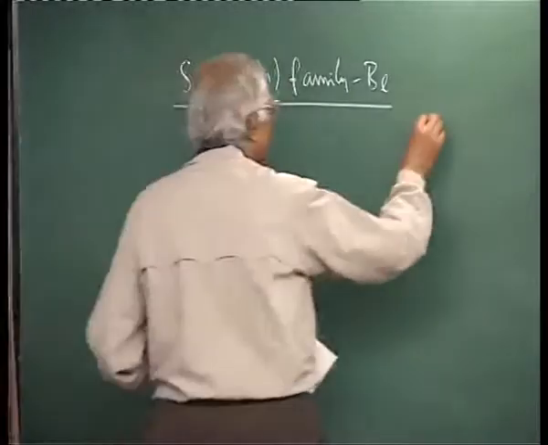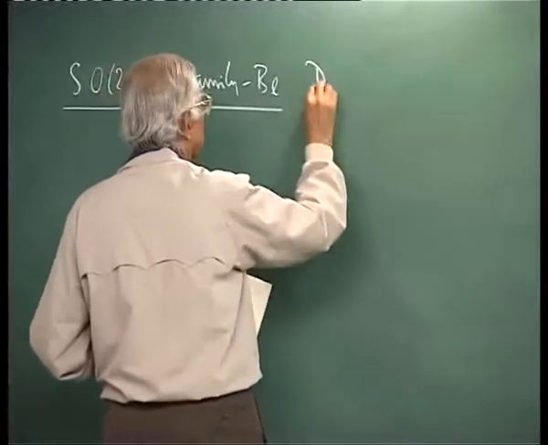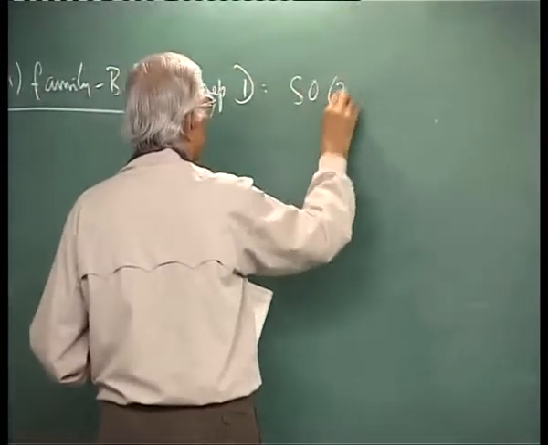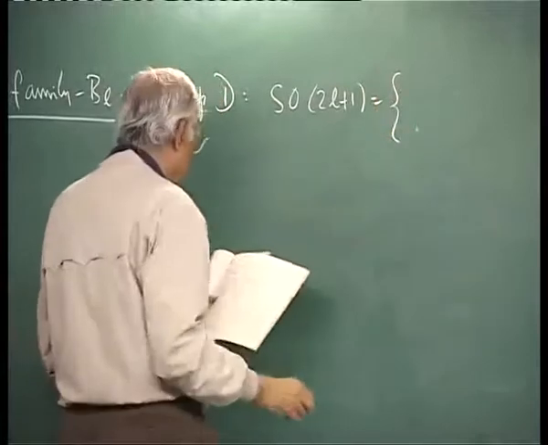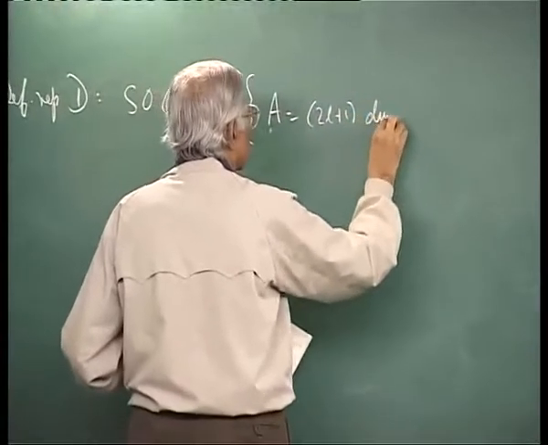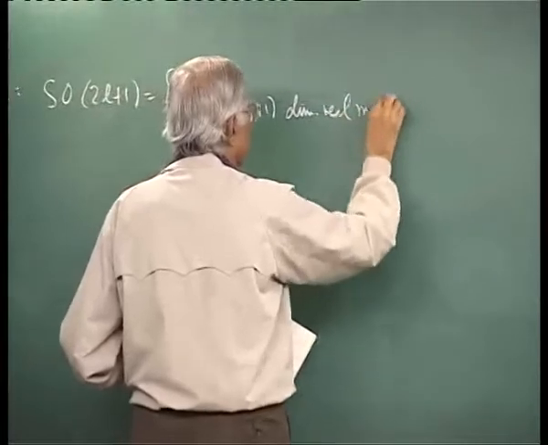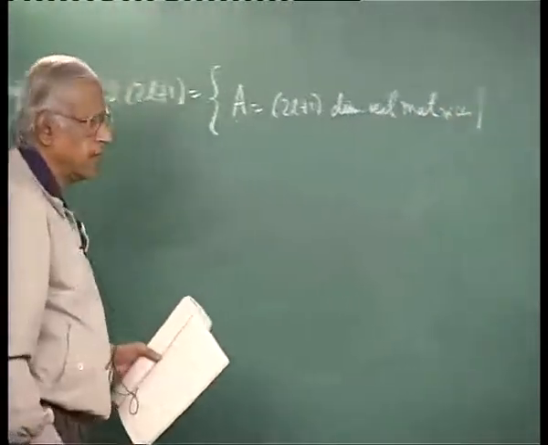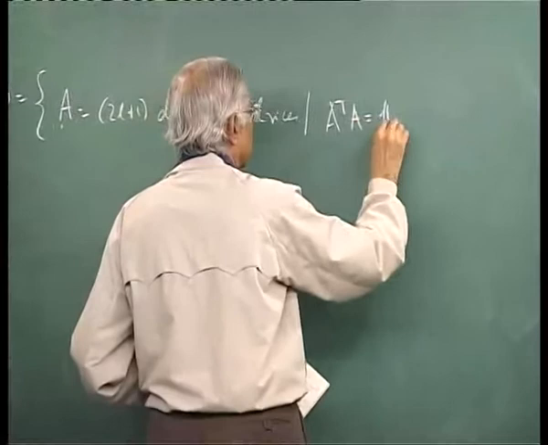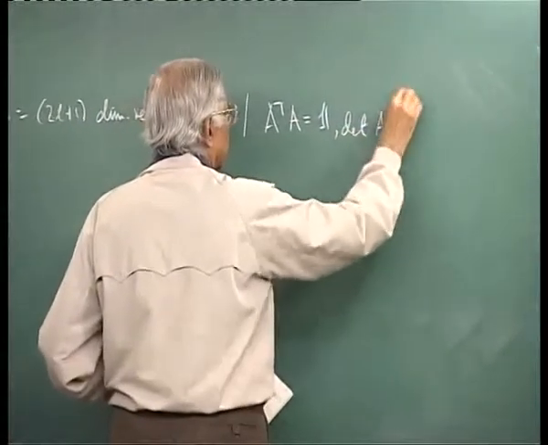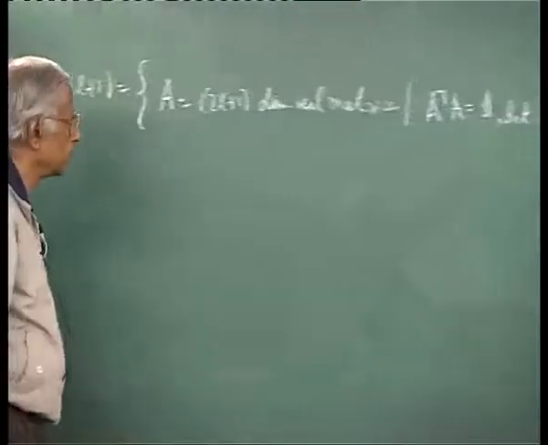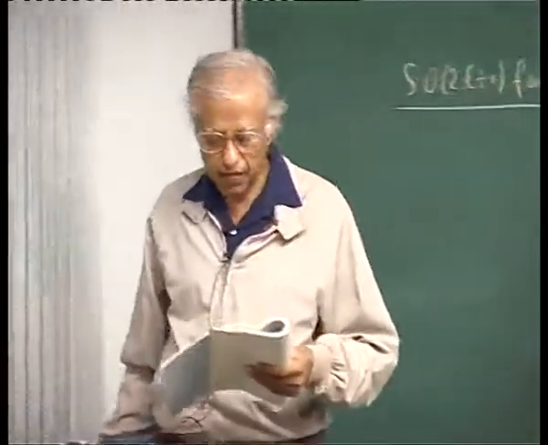Again, I will start with the defining representation, which I denote by T. It is obvious, I just write it for completeness sake. We say that this group is the family of matrices of dimension 2L plus 1, and they must be real and they must be orthogonal and be proper. That is, we avoid reflection operations. So this is the definition of the BL family.